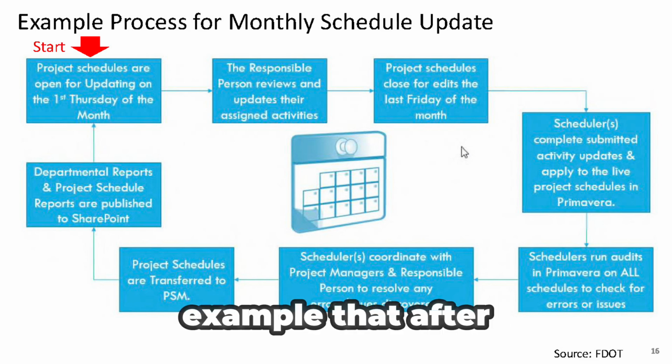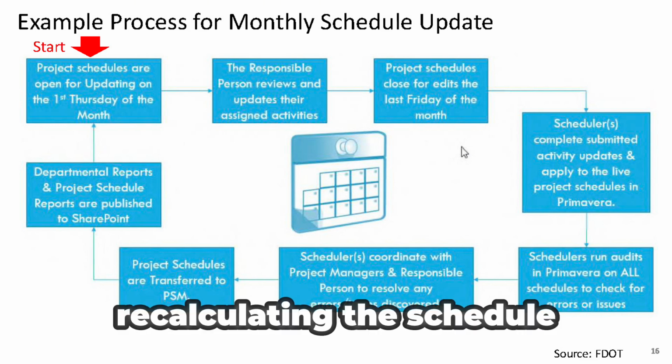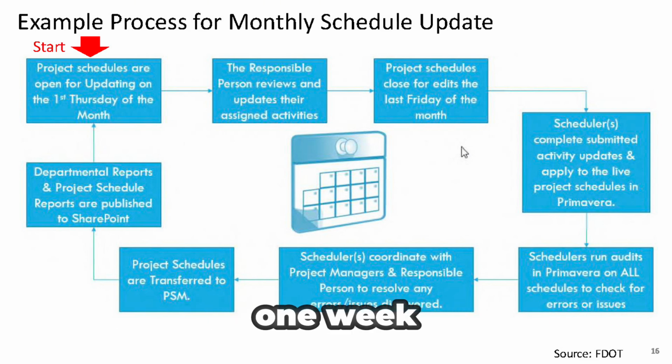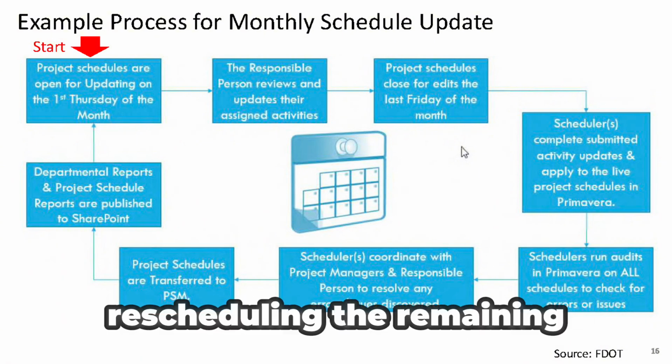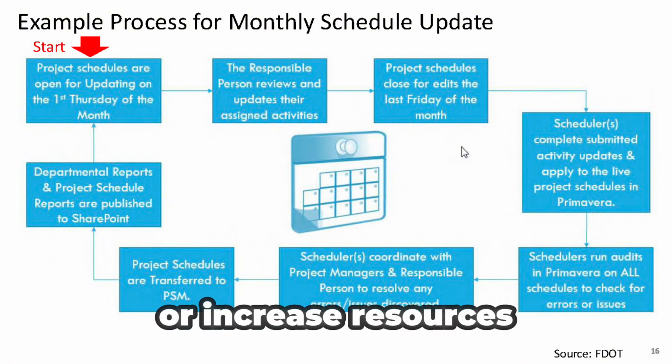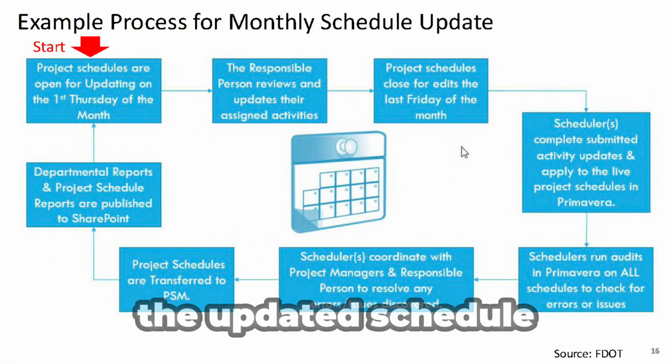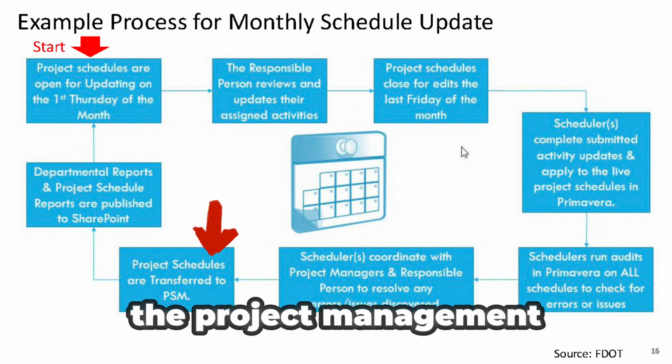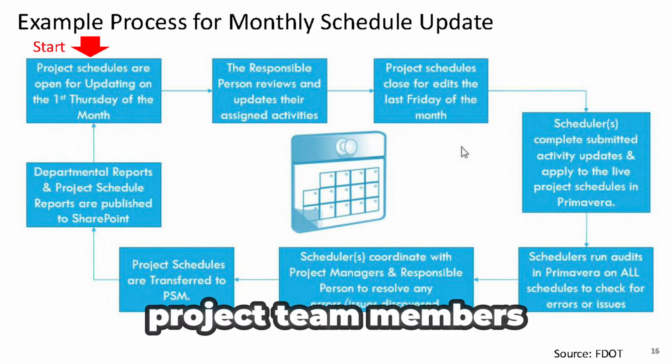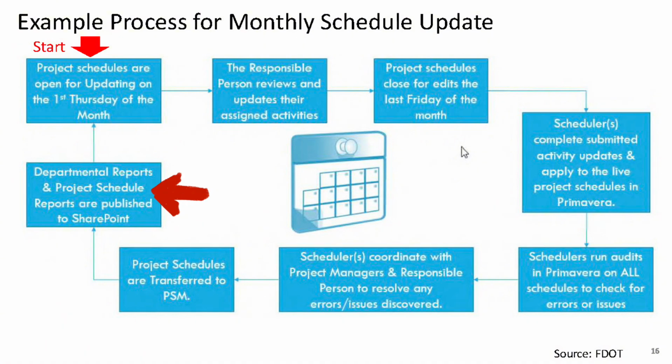Let's say, for example, that after recalculating the schedule, the project duration is extended by 1 week. This issue must be addressed by rescheduling the remaining activities or increased resources. Once all issues are resolved, the updated schedule is transferred to the project management system, where it is used by all project team members as the new project schedule.